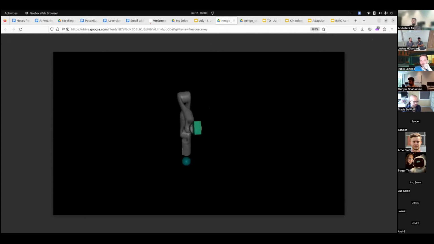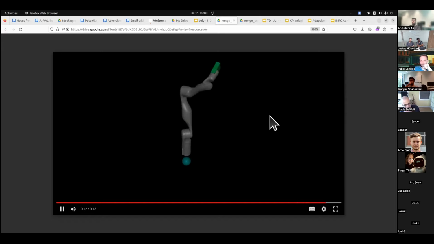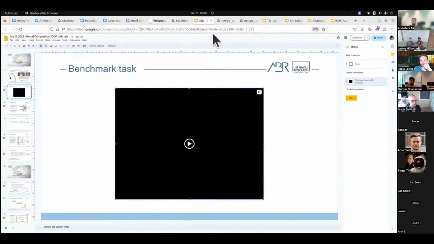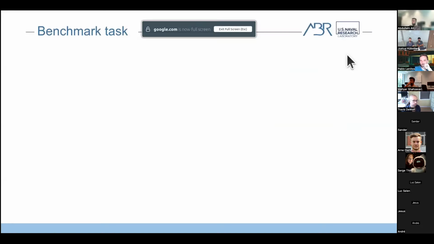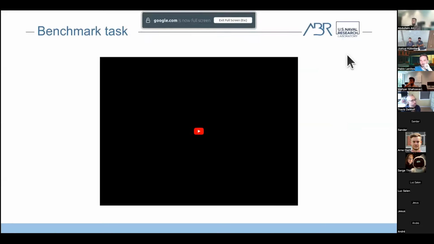And this task was chosen just as one that kind of representatively goes through the state space and does both position and orientation control. So from those kinds of things, it requires a fairly robust solution.